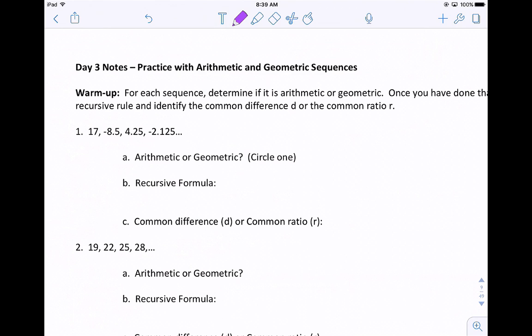Day 3, we are going to practice with arithmetic and geometric sequences. In class, we're going to have a bunch of stations set up, and you're going to go around and identify arithmetic, geometric, and practice writing the recursive formula. But before we do that, let's do a quick warm-up.